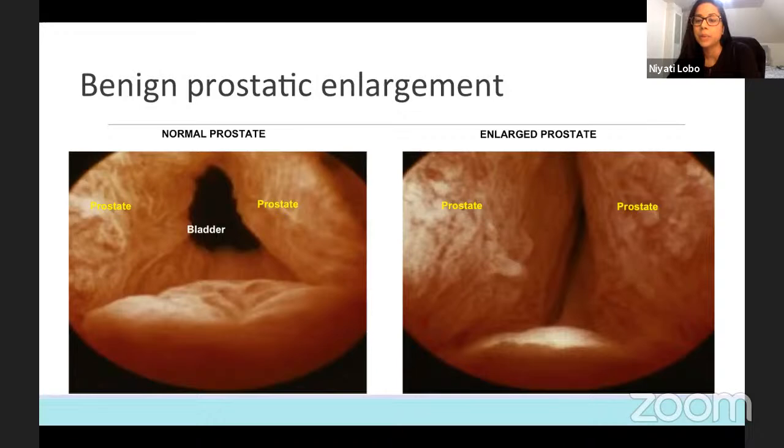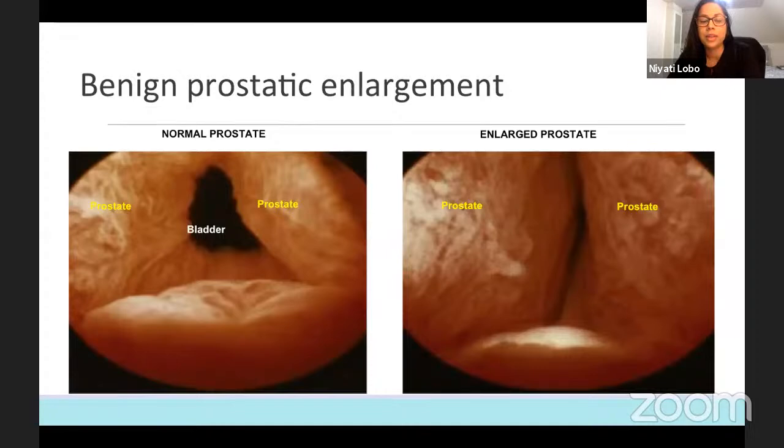So that's where we place a cystoscope, which is a camera, down a patient's water pipe, and we move through their urethra, past their prostate and into their bladder. And that's a diagnostic investigation we do to look inside people's bladders.